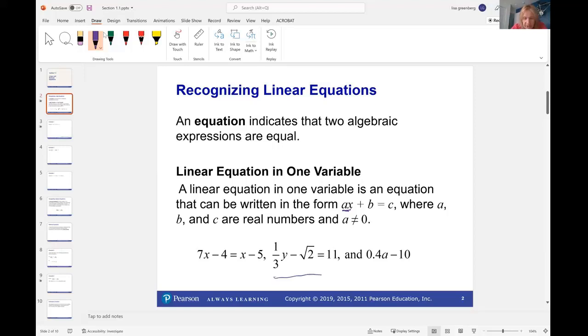We can see this is also a linear equation because the y is our variable and it's to the first power. And here, again, the same thing. A is our variable, it's to the first power. This would not be an equation because it doesn't equal anything. That's what we would call just an expression. We can't solve expressions, they just are. But we can solve equations. So we're going to learn how to do that today.